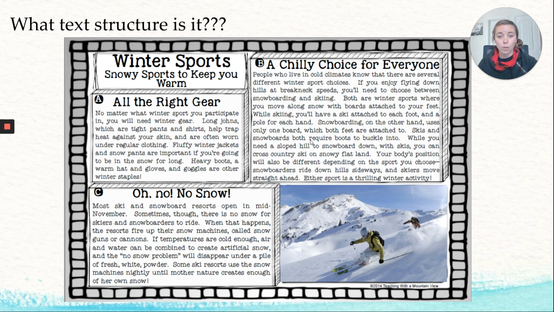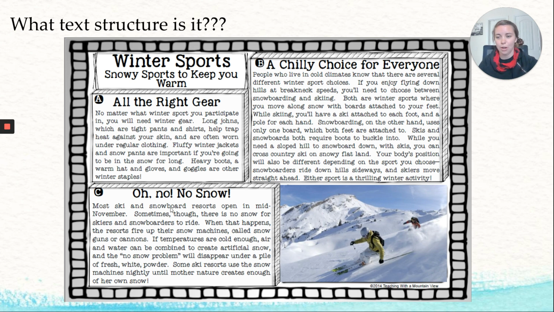Skis and snowboards both require boots to buckle into. While you need a sloped hill to snowboard down, with skis, you can cross-country ski on snowy flat land. Your body's position will also be different depending on the sport you choose. Snowboarders ride down hills sideways, and skiers move straight ahead. Either sport is a thrilling winter activity.